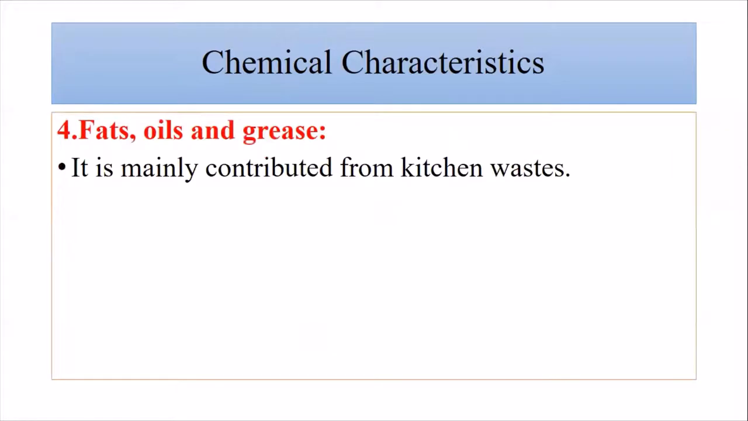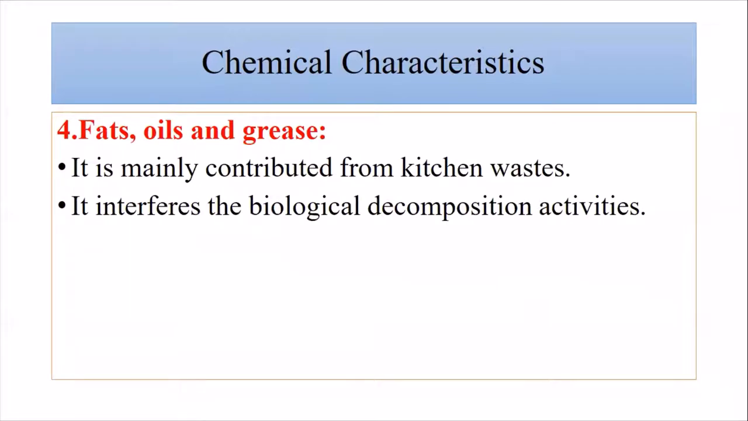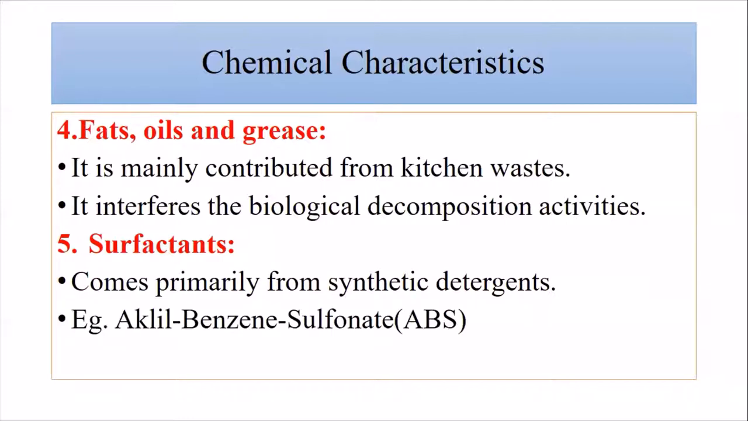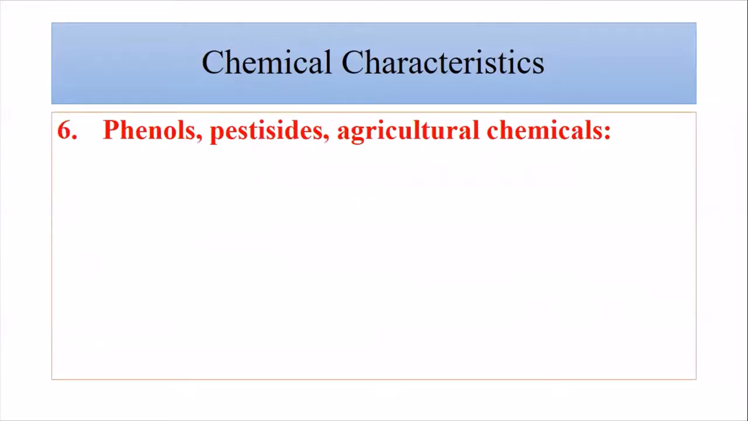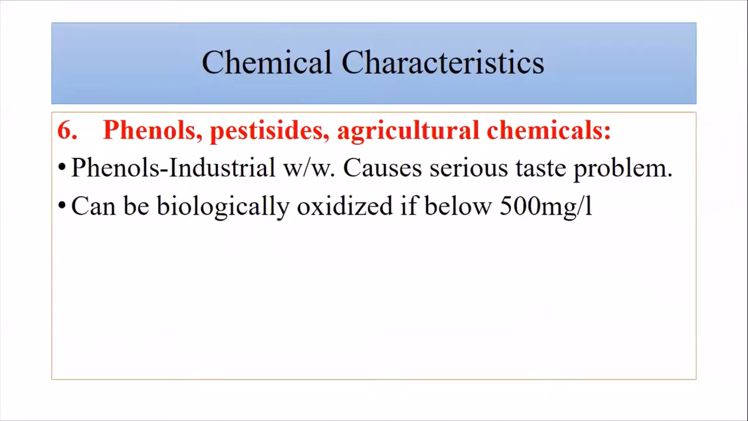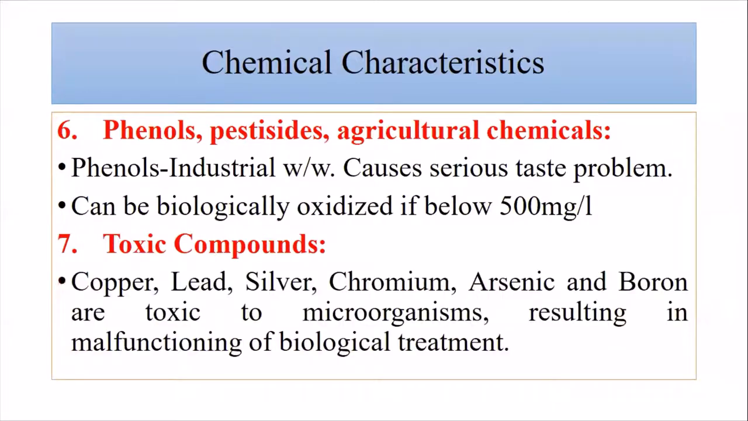Then the next property is fat, oil and grease. It mainly comes from kitchen waste. It interferes with biological decomposition activities. Then next is surfactants, which come primarily from synthetic detergent, for example, alkyl benzene sulfonate (ABS). Next, phenol, pesticides and agricultural chemicals. Phenol in industrial wastewater causes serious taste problems, and can be biologically oxidized if below 500 mg per liter. Then toxic compounds: copper, lead, silver, then bromine are toxic to microorganisms, resulting in malfunctioning of biological treatment.